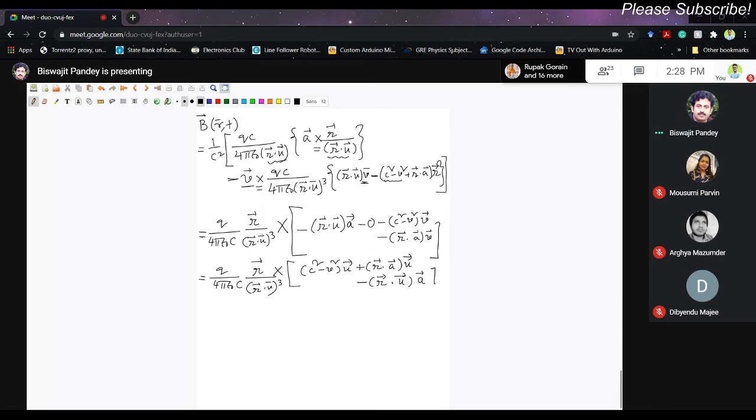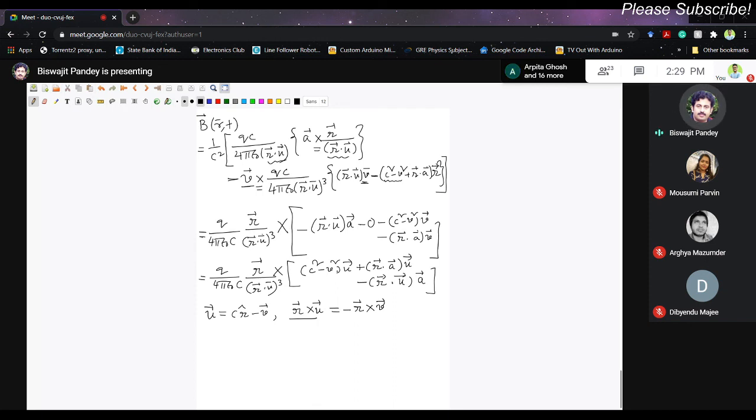You see, if you remember, what was u? u was c r cap minus v. So what will be r cross u? Just simplify this. If I take a cross product between r and u, the first term will be 0, and I shall get minus r cross v. You see, r is outside, r cross v here, right?